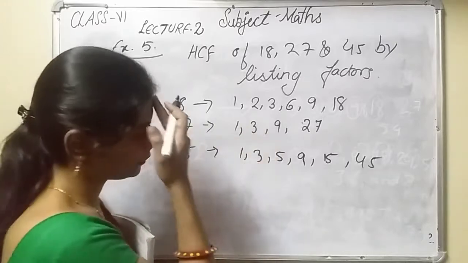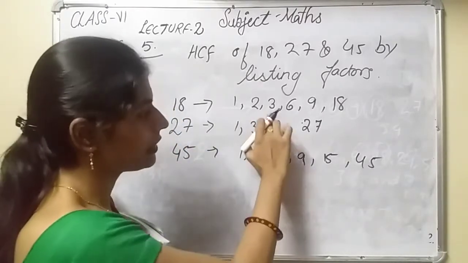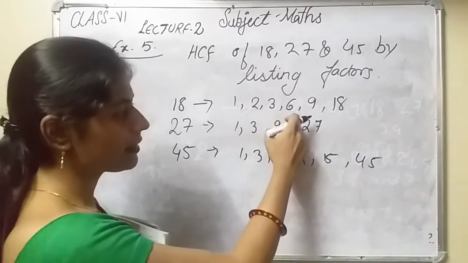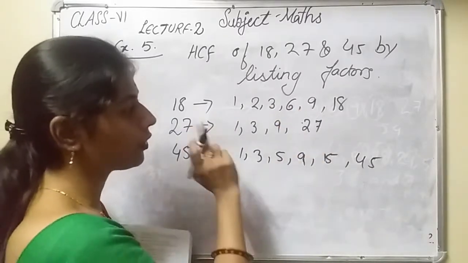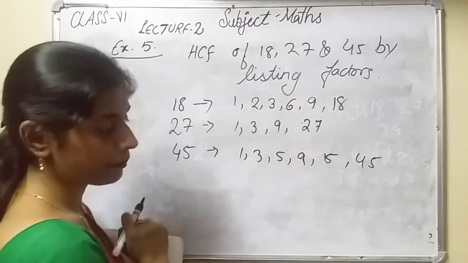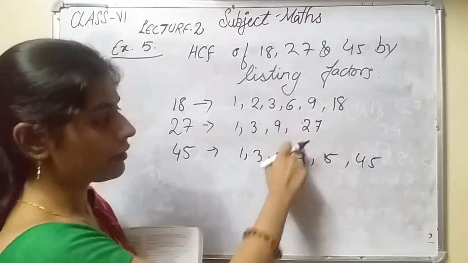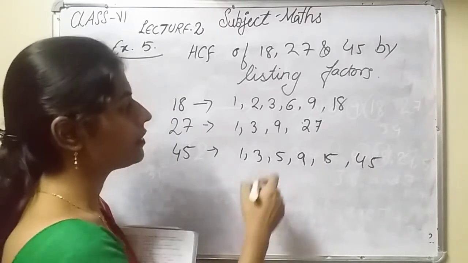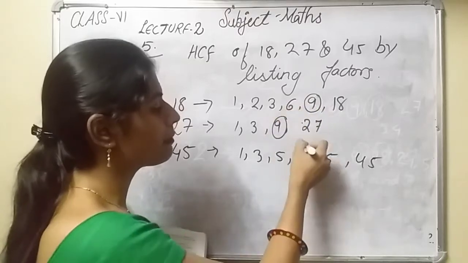1, 1, 1. 2 is there, but 2 is not there in both, so it is not a common factor. 3 is there, 3 is also here and it is also here. 6 is there, but 6 is not there in all. 9, 9, 9. Now 18 is there, 27 is there and 15 is there, but 18 is not there in this. Now see which is the highest common factor here? Which is the highest number common here?